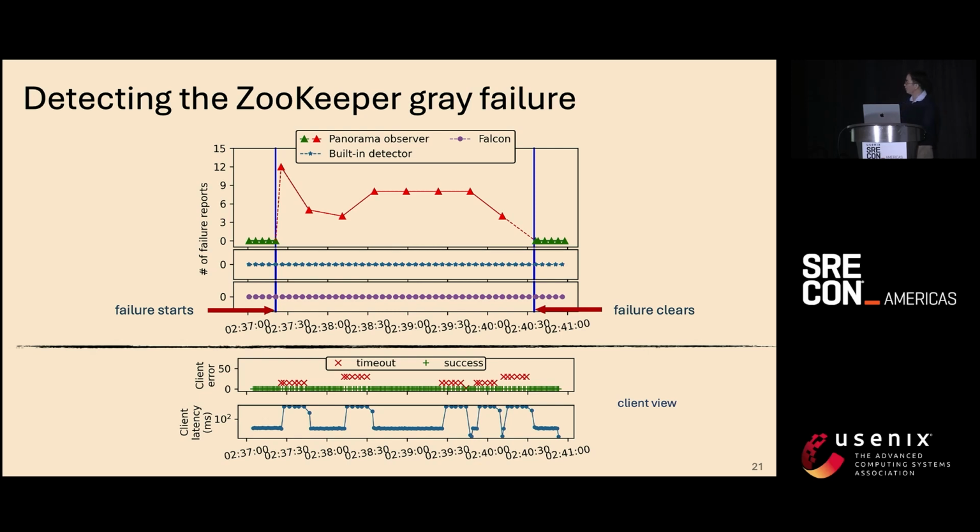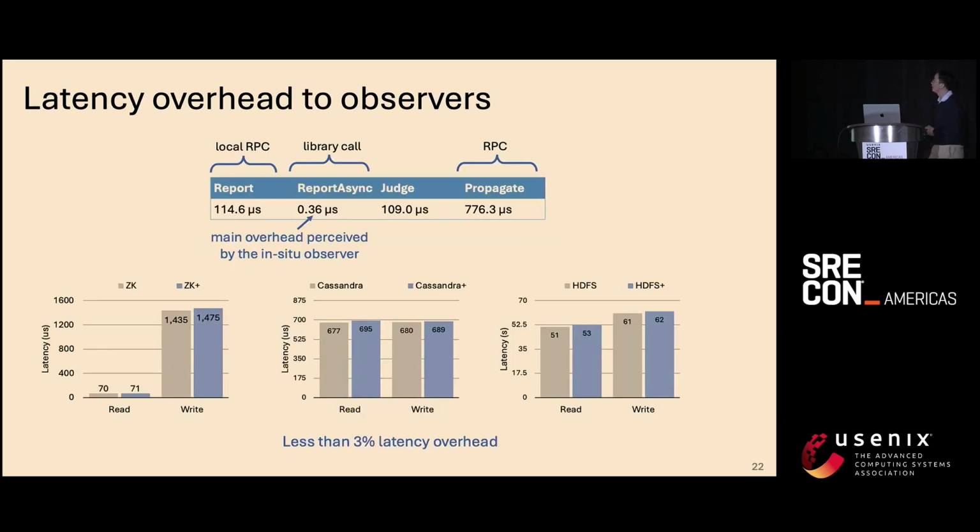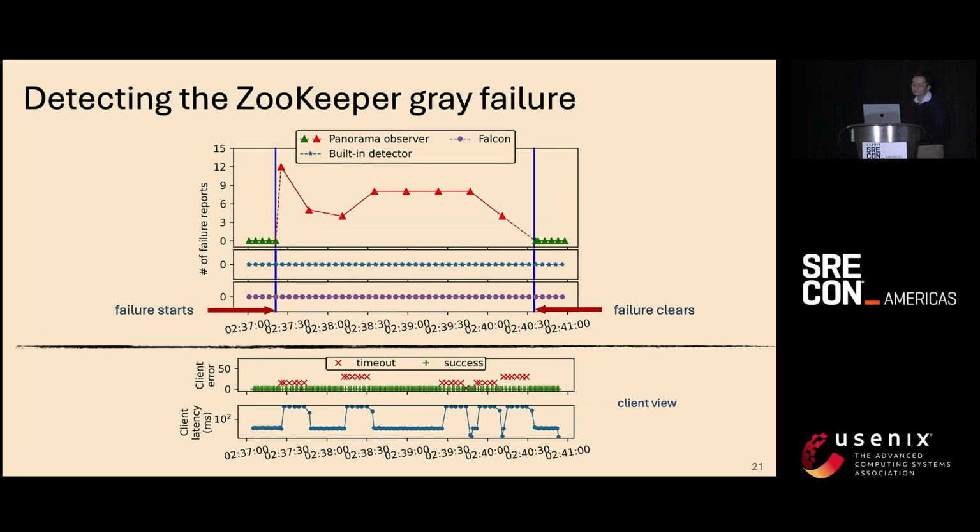But also note that the client's view is actually pretty noisy because it's executing some mixed workloads. So even during the failure time, a lot of the clients are actually reporting success. So you can't really only use the client's view here. And that's in terms of the detection capability.